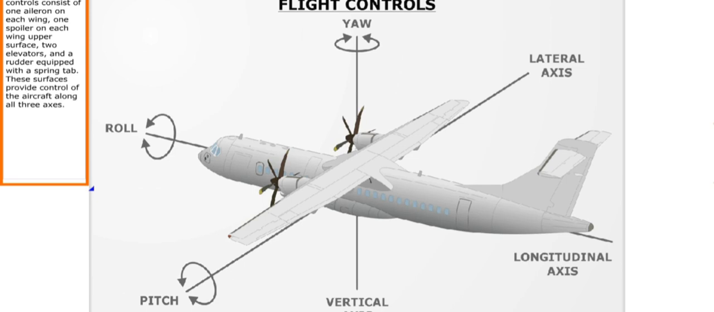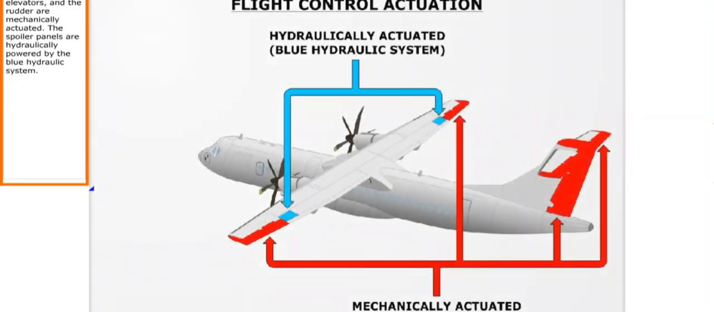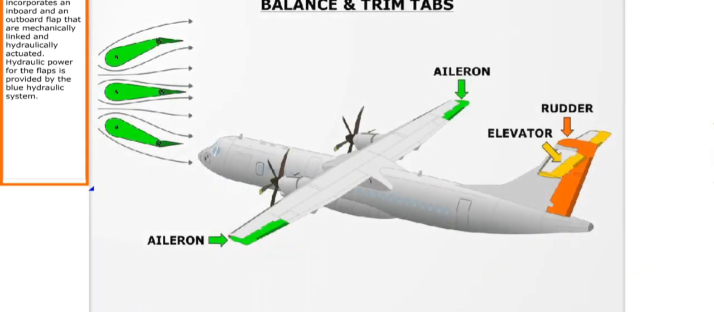The ATR flight controls consist of one aileron on each wing, one spoiler on each wing upper surface, two elevators, and a rudder equipped with a spring tab. These surfaces provide control of the aircraft along all three axes. The ailerons, elevators, and the rudder are mechanically actuated. The spoiler panels are hydraulically powered by the Blue hydraulic system.